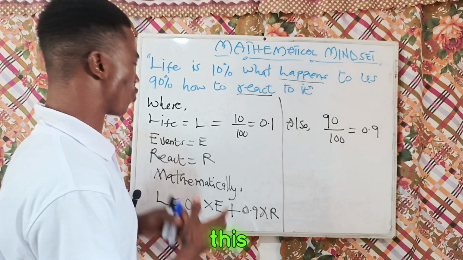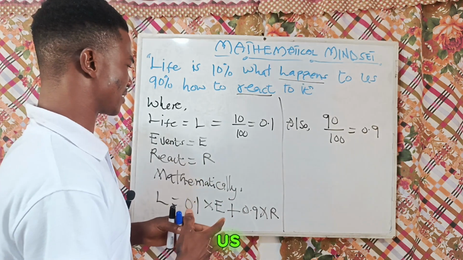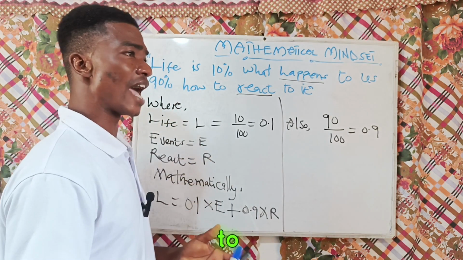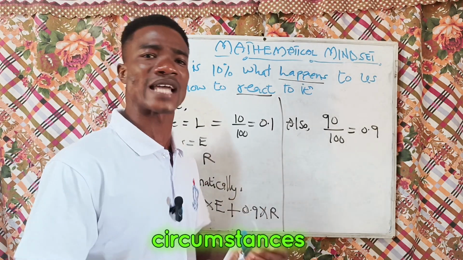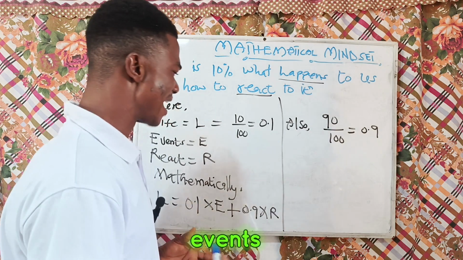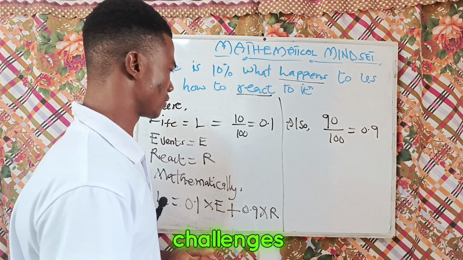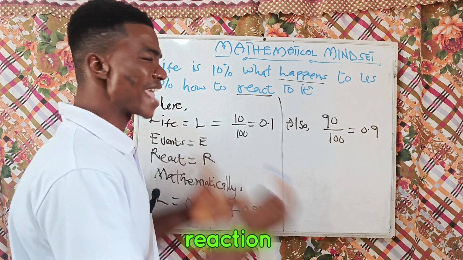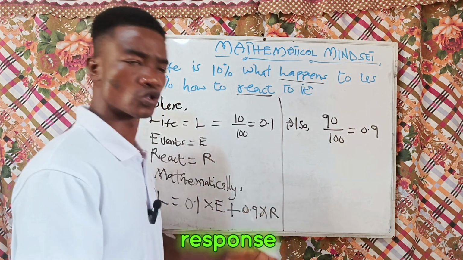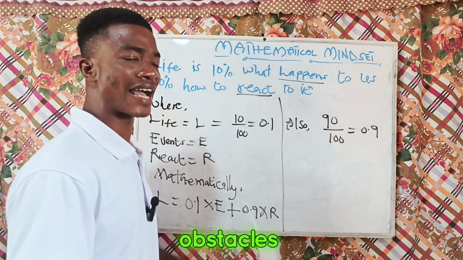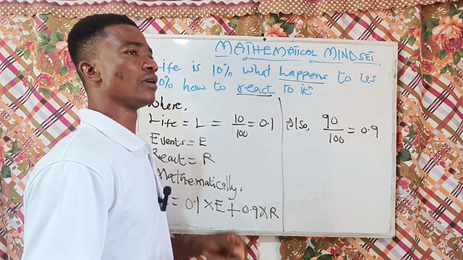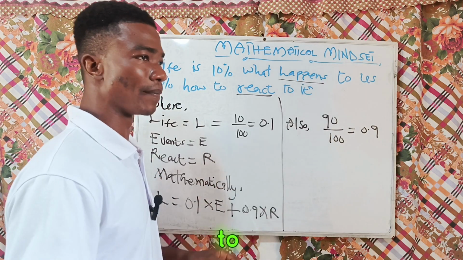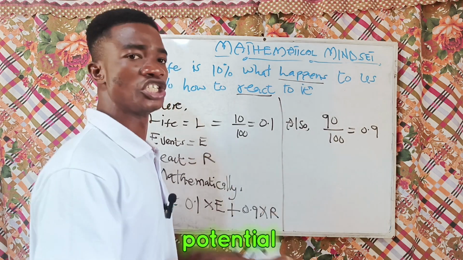This formula, or this equation, is telling us about our general life. When it comes to life, events are circumstances or challenges that happen to us every day in our life. Then reaction, or react, is the response, or how we react to challenges or obstacles, in terms of adversity. How do we react to them, and how do we make potential decisions?